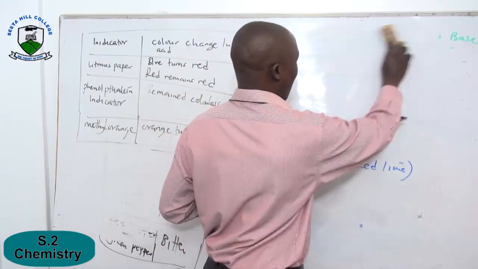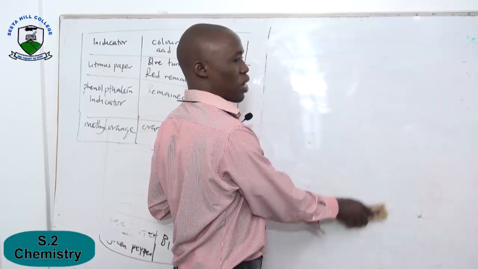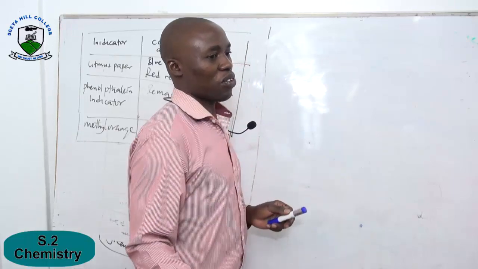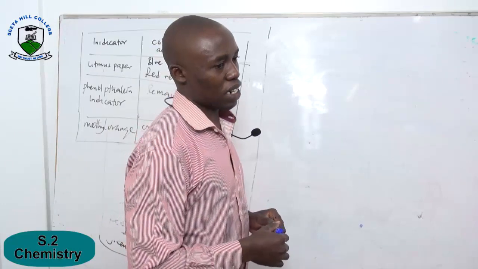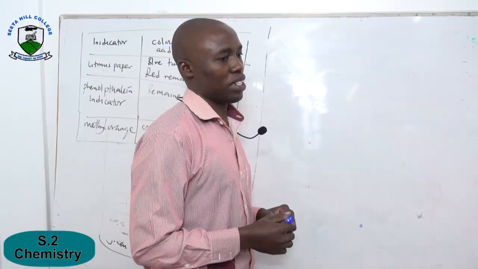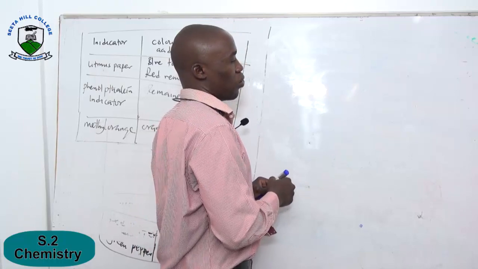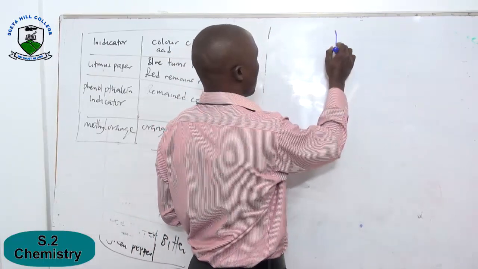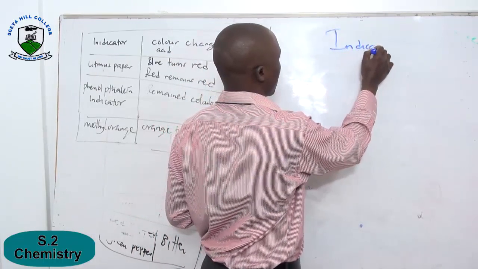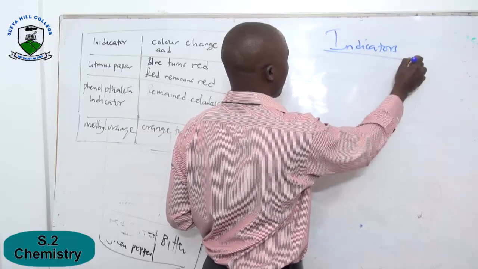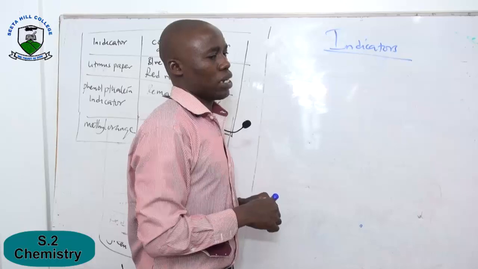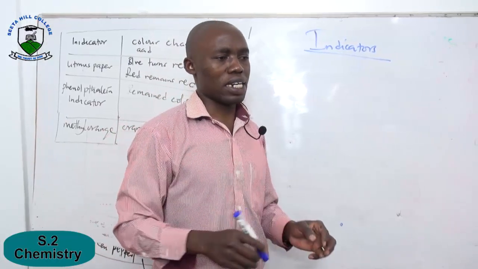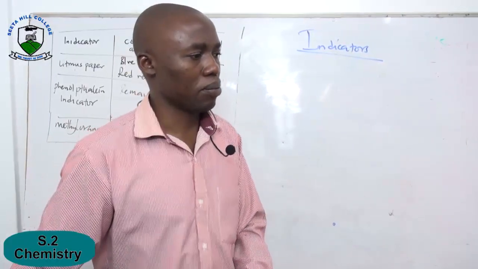You'll Google more, you'll Google uses of potassium hydroxide, all the bases we've listed. Ammonia is used to make fertilizers. You'll Google more, not so? Now, finally, indicators. We said, who can define for us an indicator as a reminder?